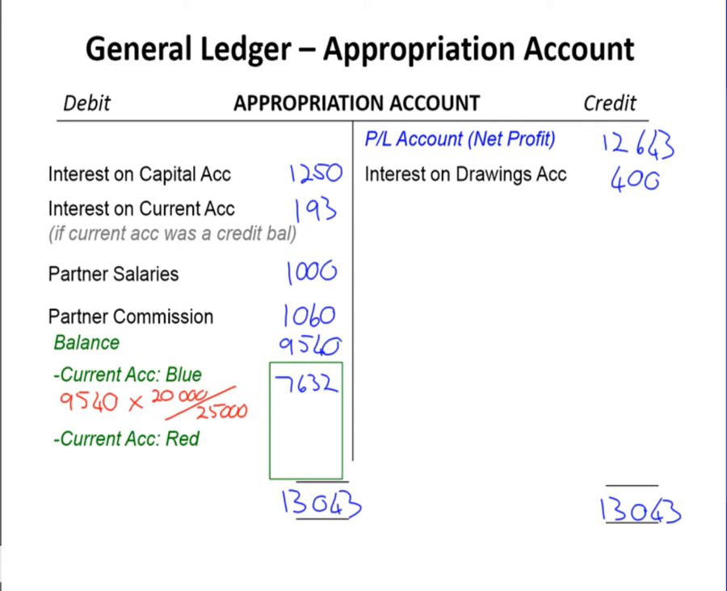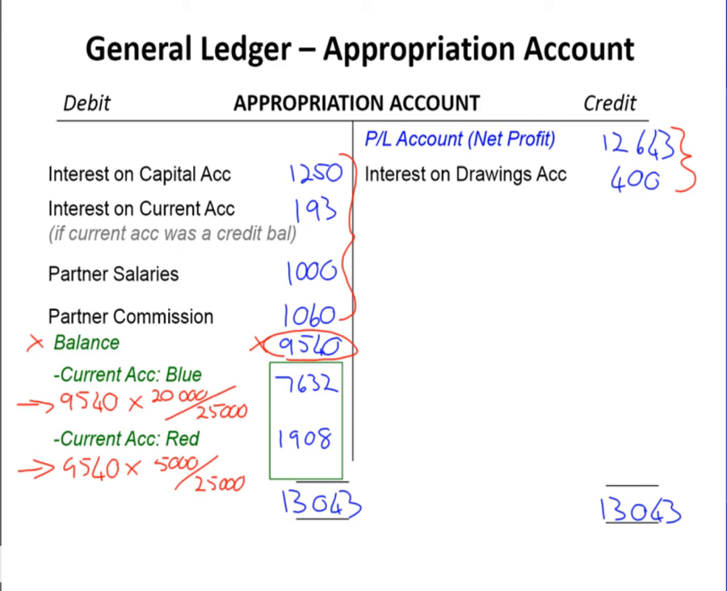For red, he gets 9,540 times 5,000 over the 25,000. And that, ladies and gentlemen, is 1,908. So I'm not too worried about this balance on top here. That's not an actual account. That's just getting the 9,540 in order to do the calculations. And that balance was the difference between the subtotals and the total before balancing, the 13,043.